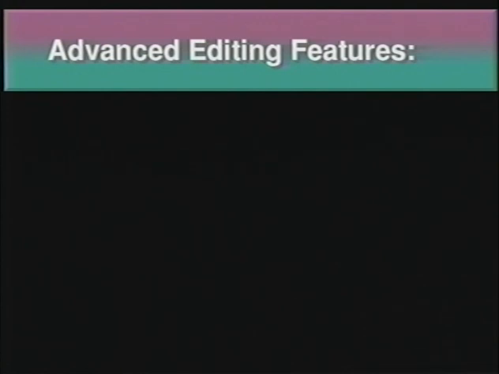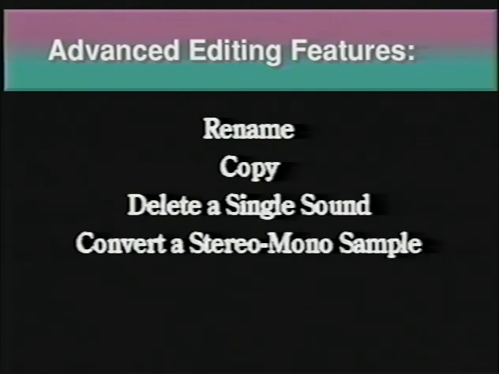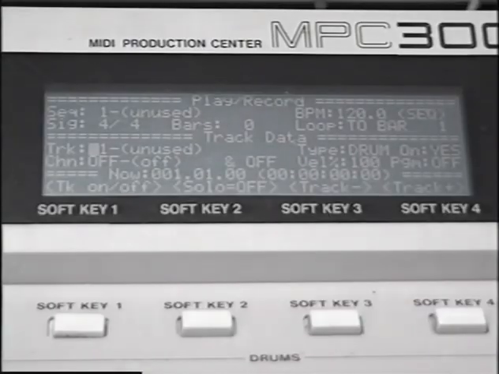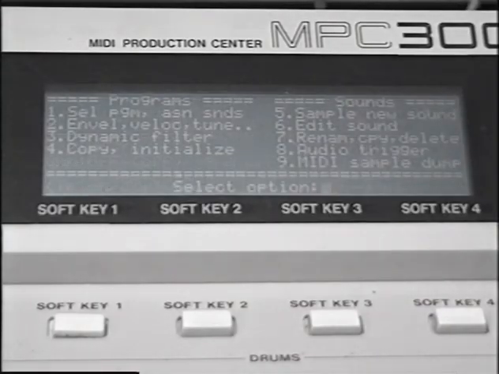Other powerful editing functions that we can perform with our 3000 are to rename, copy, delete a sound, convert a stereo sound to a mono sound, or delete all sounds. To do any of these functions, we hit Program Sounds followed by Option 7.